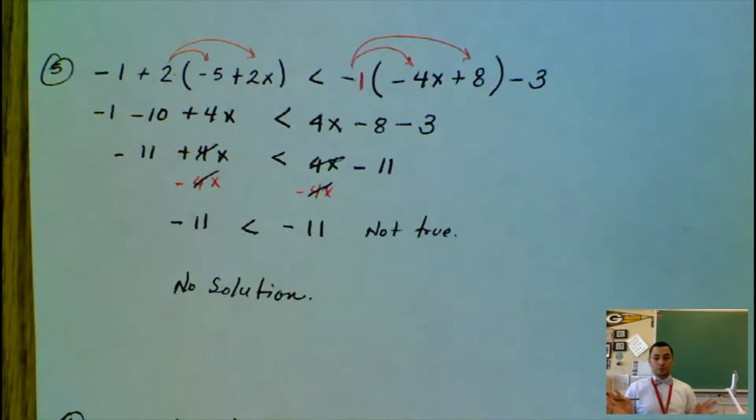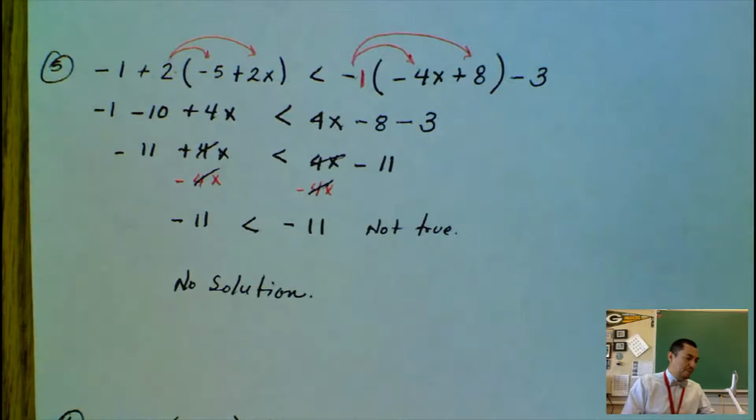That one is no solution, okay? So we cannot have a solution on that problem because the inequality is not true. Okay, let's move to the next one, number 6.